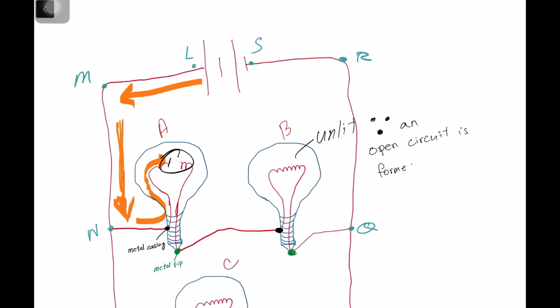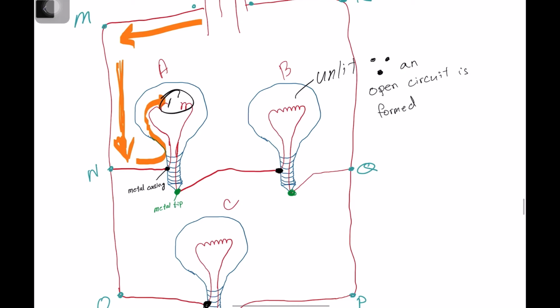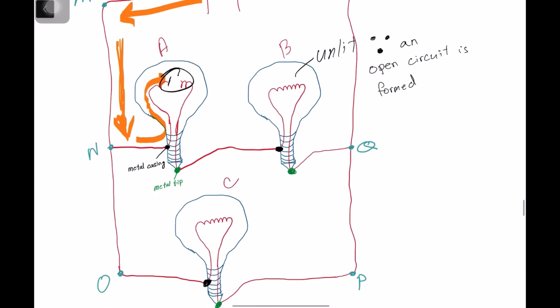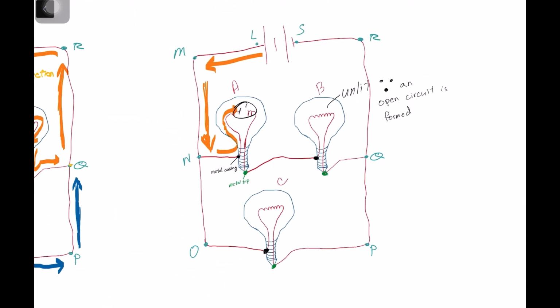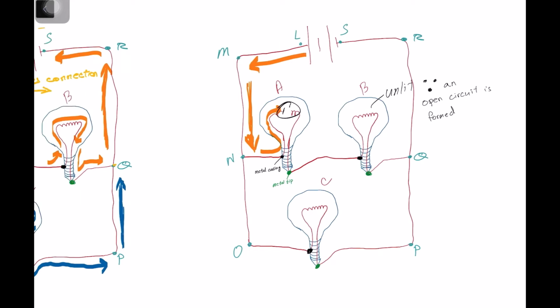Don't worry, I have created a written explanation in the following slide, so you can pause the video over there and have a look at it. And now let's look at the second parallel connection, which is basically bulb C.